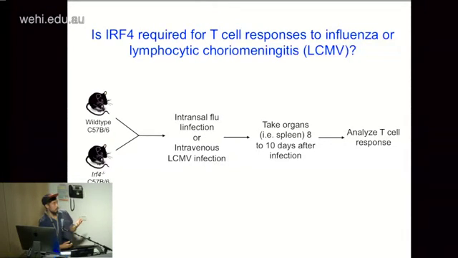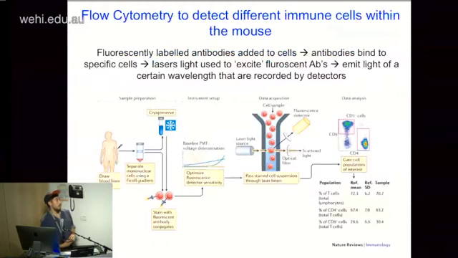And so then we take these mice and infect them either with flu, which is an intranasal infection, or LCMV intravenously. And we take organs at certain times after infection, and then we look at the cells in the organs to see how they respond to the virus. And one technique that most immunologists use is called flow cytometry. And this is a method we use commonly to detect certain cell populations within organs.